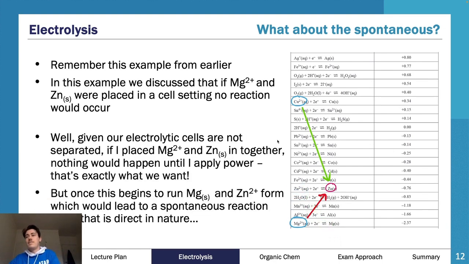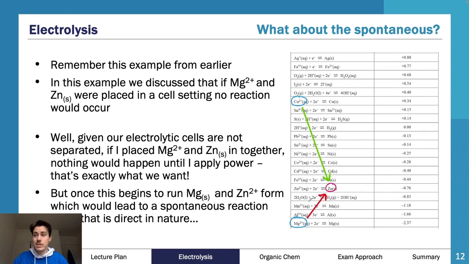So, pushing through that, as you can see, in this example, we discussed that if magnesium 2 plus and zinc solid were placed in the cell setting, no reaction would occur. We're comfortable with this concept, and that's a really important concept to be comfortable with. Now, what if in this scenario, you were given an electrolytic cell that is not separate? If we place magnesium 2 plus and zinc in together, nothing will occur. And that's really important to understand as well. Because they won't occur spontaneously, we can put them in the same container. But once we begin to run it, magnesium solid and zinc 2 plus will form, which will lead to a direct back reaction. And that's really important.